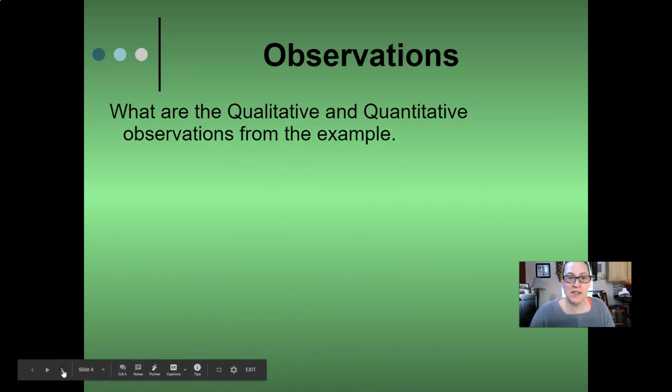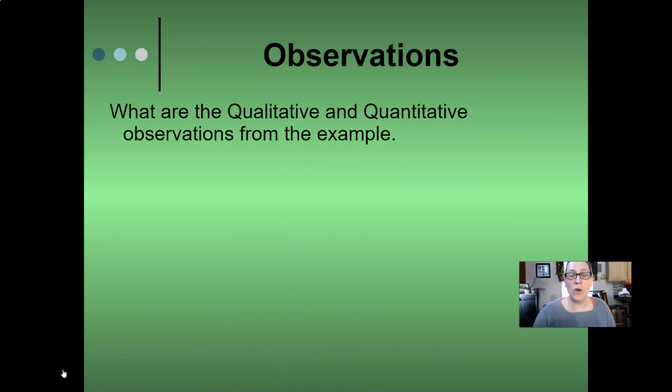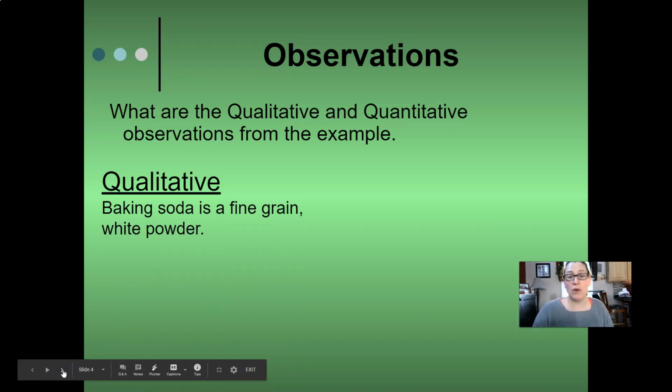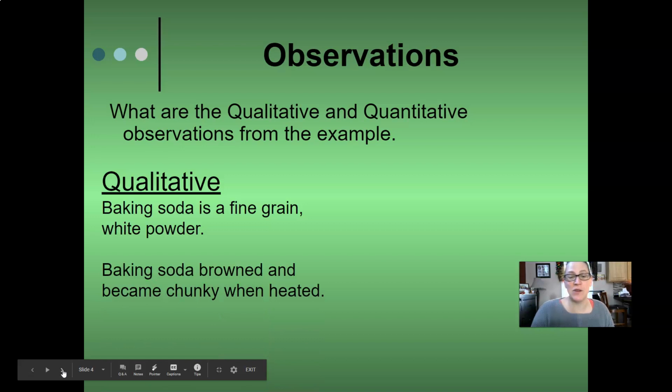So the observations, again, what were qualitative words, what were quantitative numbers? So the qualitative statements in that example were that baking soda powder was a fine grain white powder, and that baking soda had browned and become chunky when heated. Those are the qualitative statements. They're describing the substance before and after the experiment.